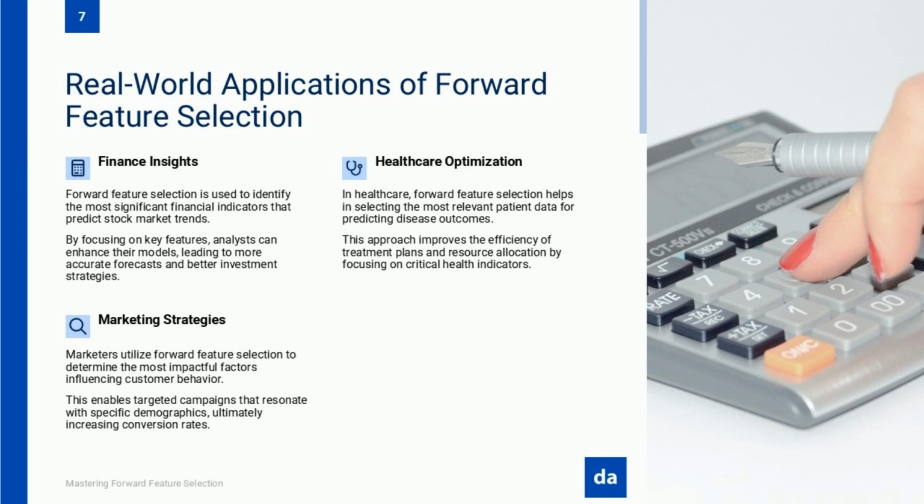So whether it's optimizing marketing campaigns, improving medical diagnoses, or making better financial predictions, forward feature selection is out there making real-world impact. But what does it actually look like in action? Let's go even deeper with a case study from the healthcare industry and see exactly how this method has been used to improve patient outcomes.